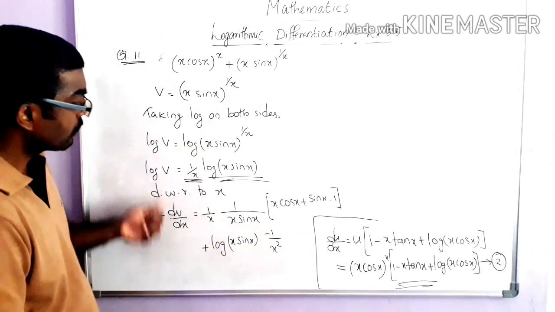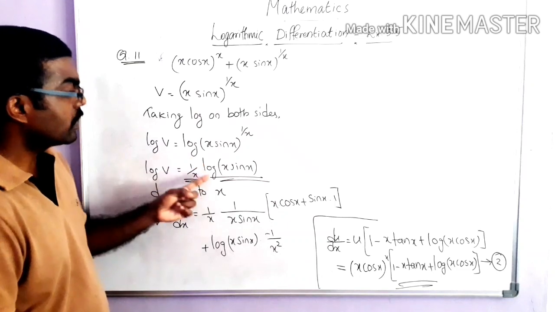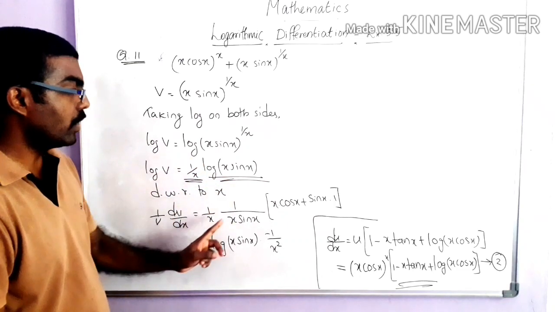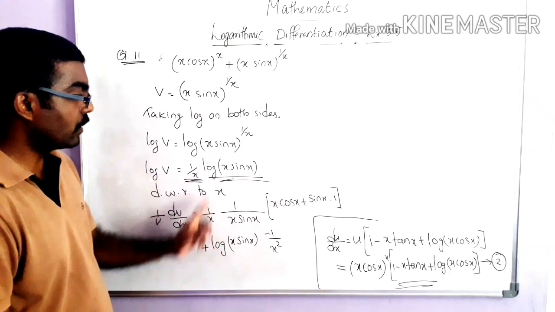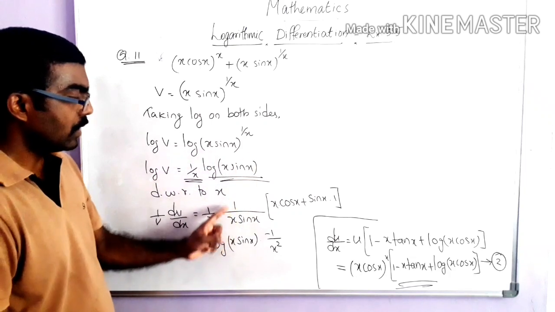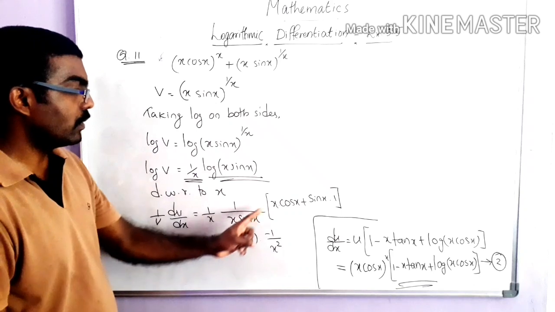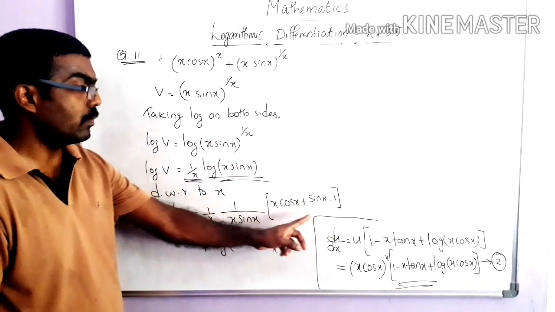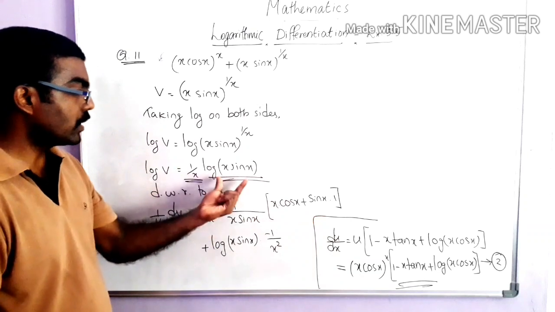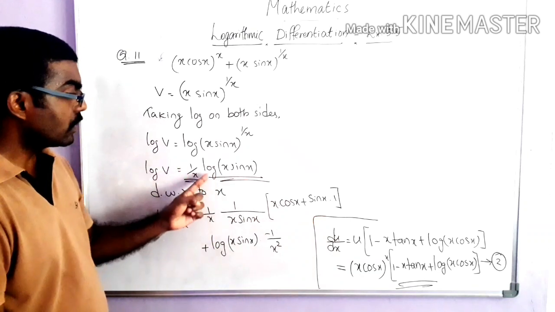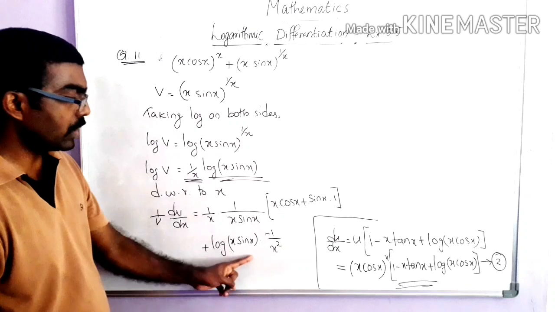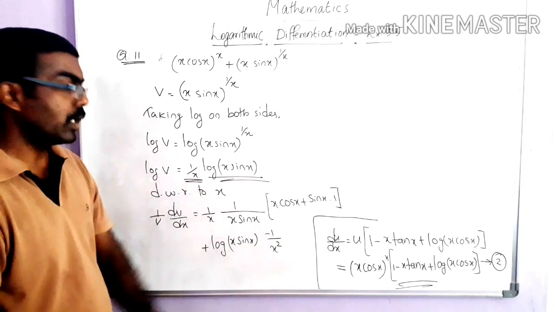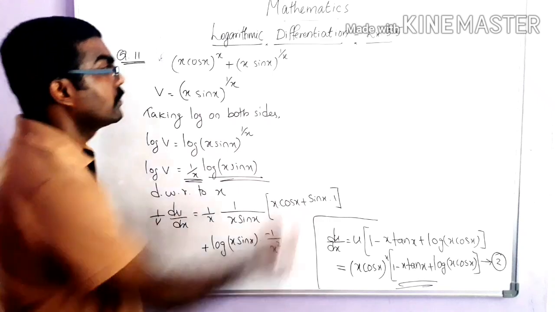Okay, I repeat, first function 1 by x, second function log x sin x. So first into derivative of second, 1 by x into derivative of log x sin x, that is 1 by x sin x into, then derivative of x sin x is x into cos x plus sin x into 1. Then the second part, that is second into derivative of first. Second function is log of x sin x into derivative of first function. Derivative of 1 by x is what? Minus 1 by x square.